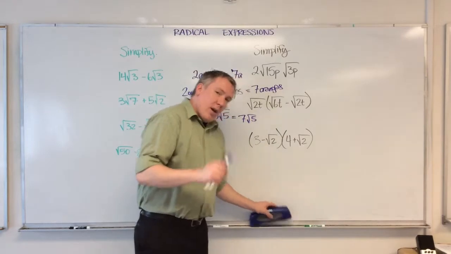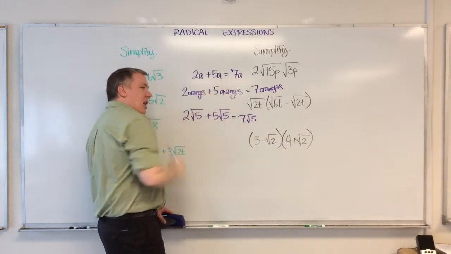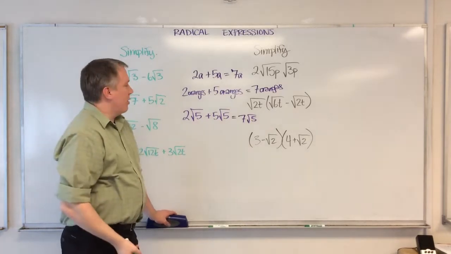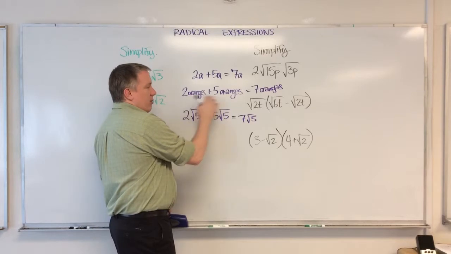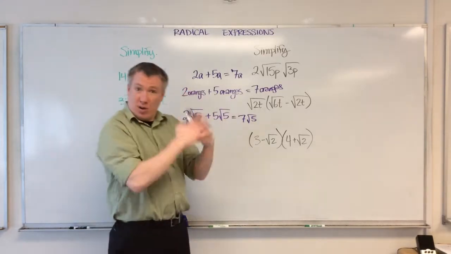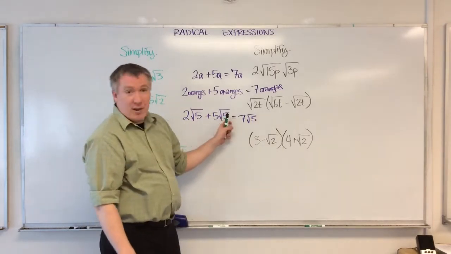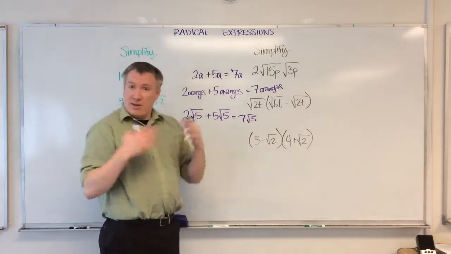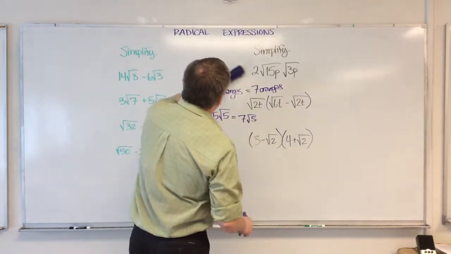So in a way you can consider these square roots to work a lot like variables. If this was 2 oranges plus 5 apples, you couldn't combine them. If this was 2a plus 5b, you couldn't combine them. And if this was the square root of 5 and this one was the square root of 7, you can't combine them. It works the very same way. So let's show you how this works.